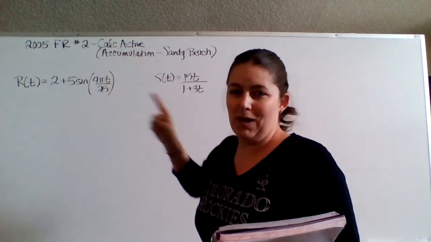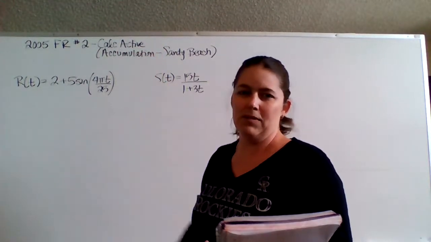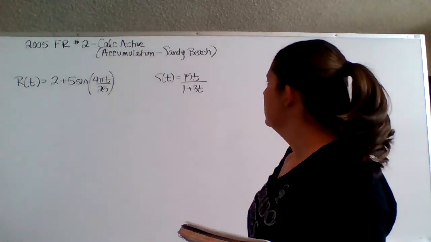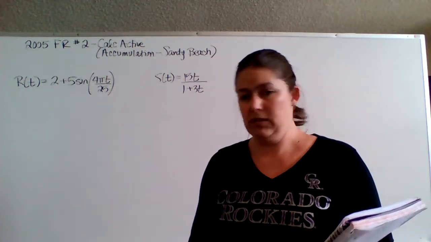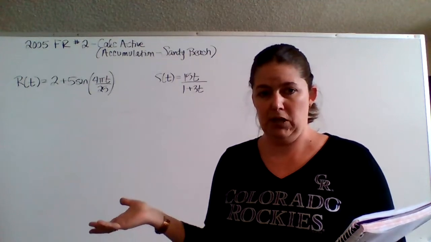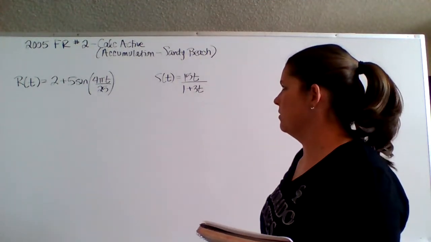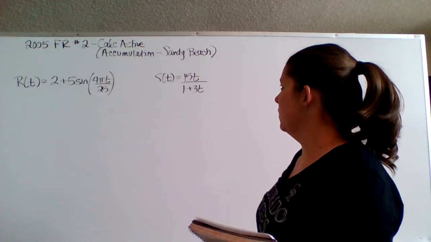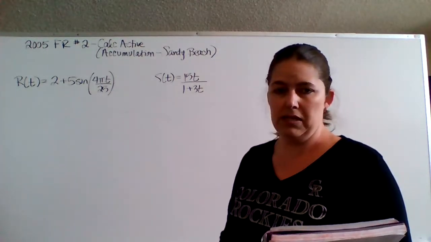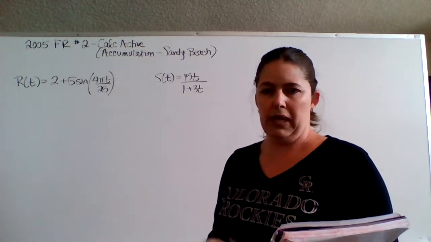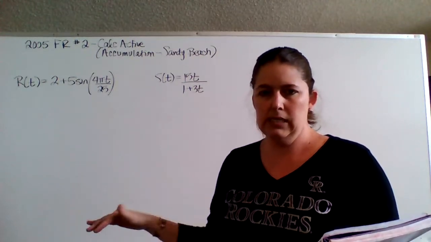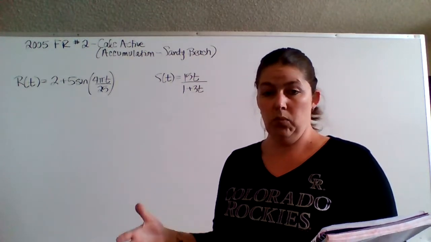It's number 2. Problems 1 and 2 are calculator active. Problems 3 through 6 are non-calculator problems. Typically with accumulation problems, we name them by what they're about. So this is the Sandy Beach problem. It's way back from the year 2005. When I do that accumulation session for Saturday study sessions, I always start with this problem. I feel like it covers the basics of accumulation in a good way.